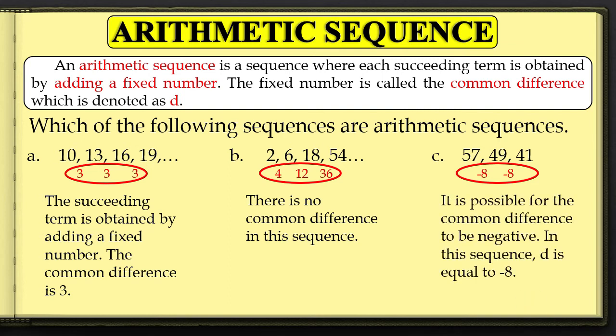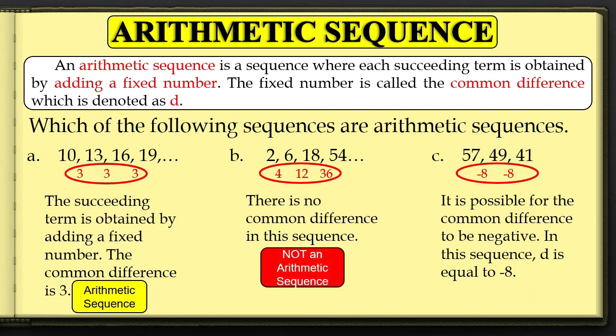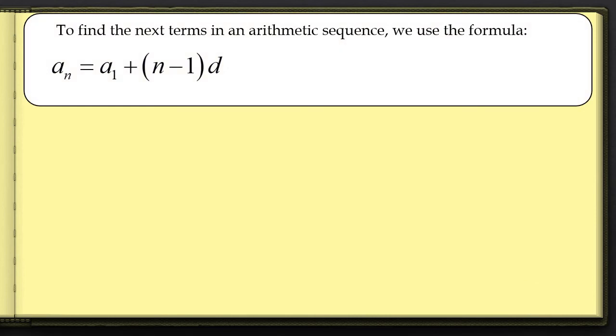Based on their common difference, example A is an arithmetic sequence, B is not, and C is also an arithmetic sequence. We can use this formula in solving terms in an arithmetic sequence.